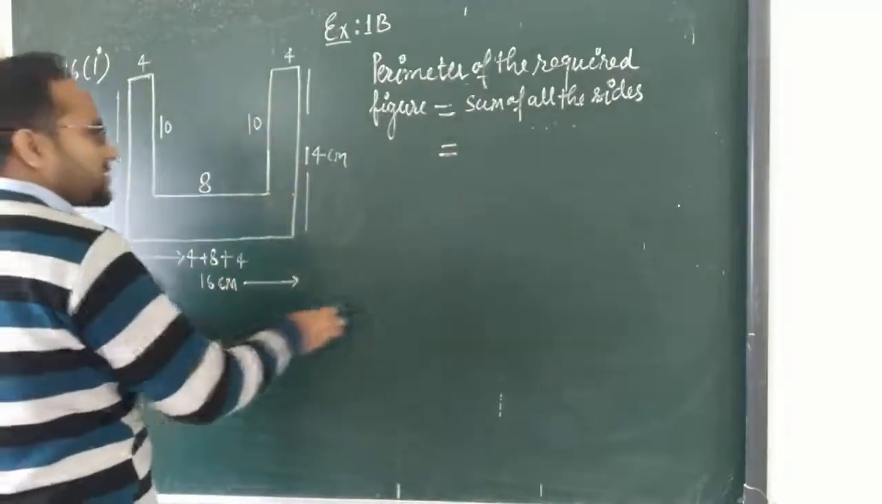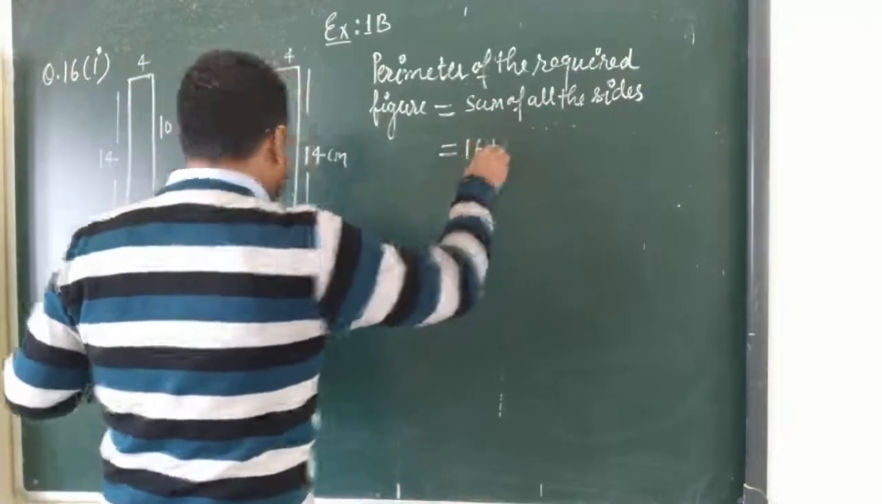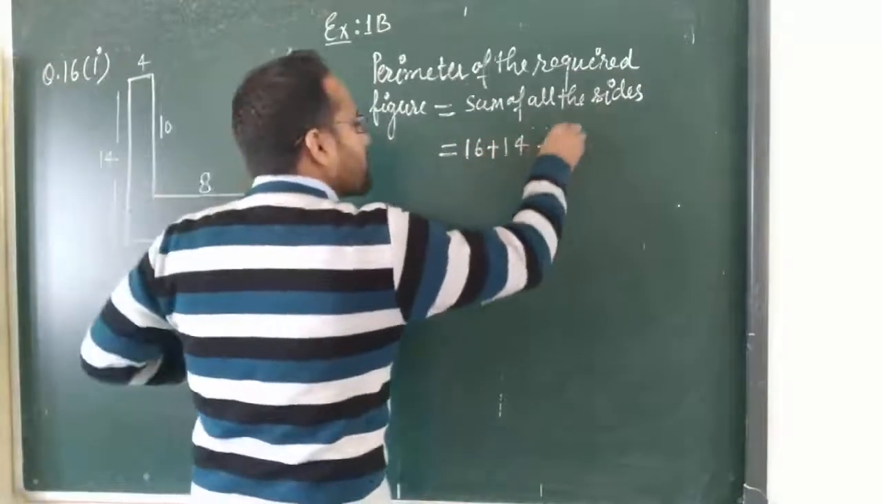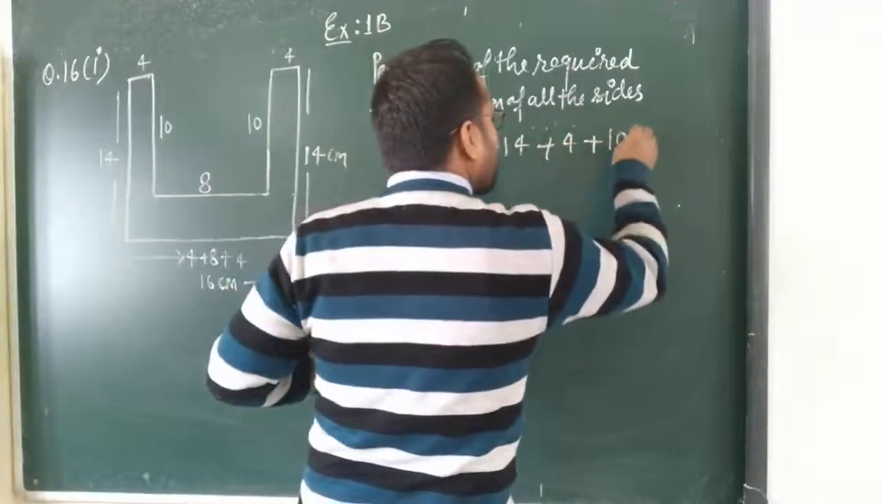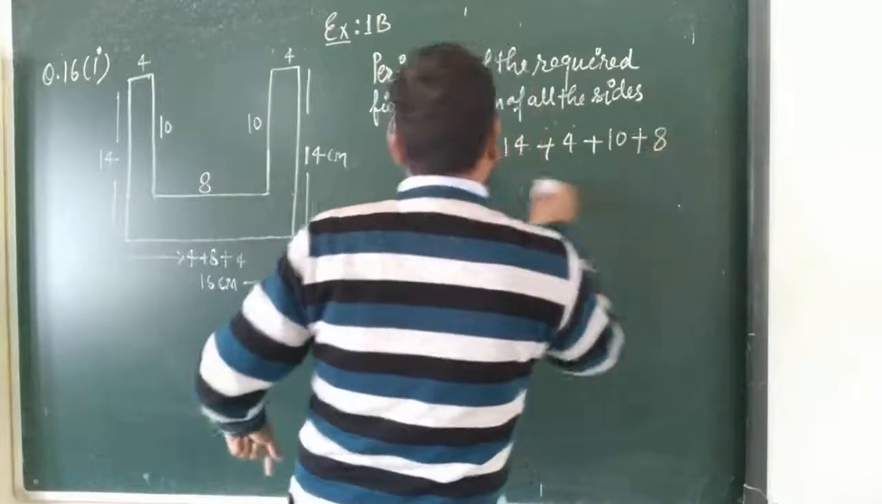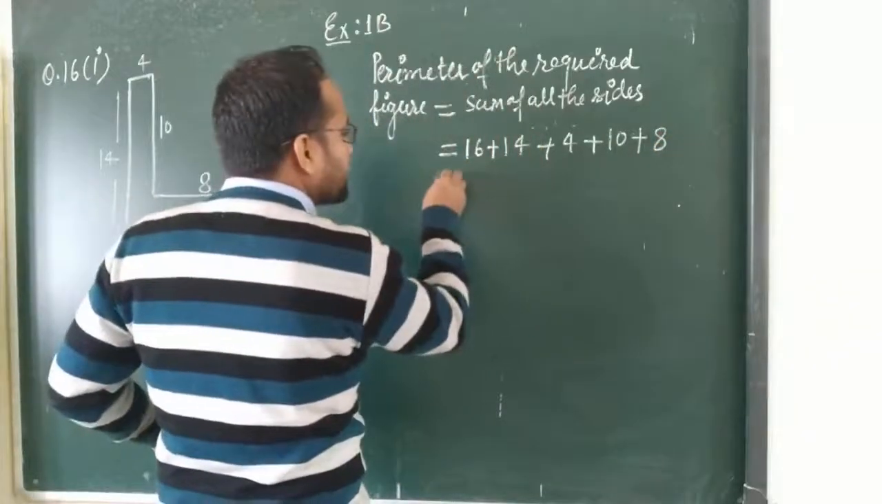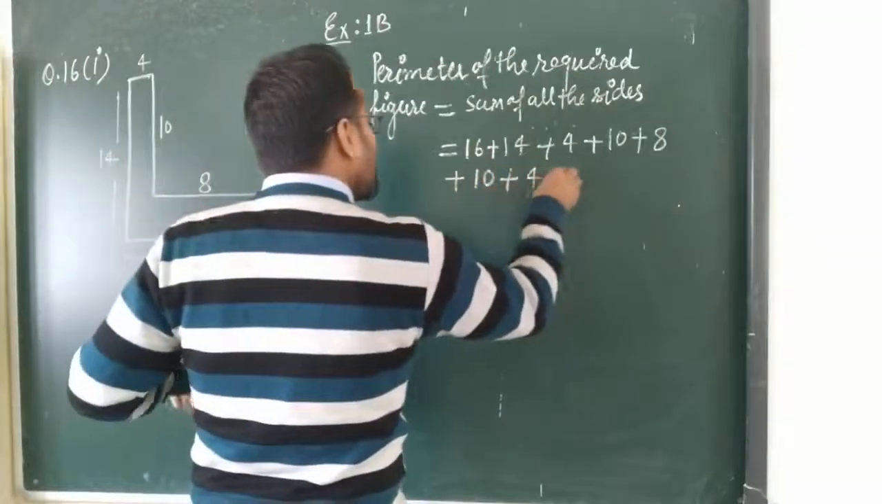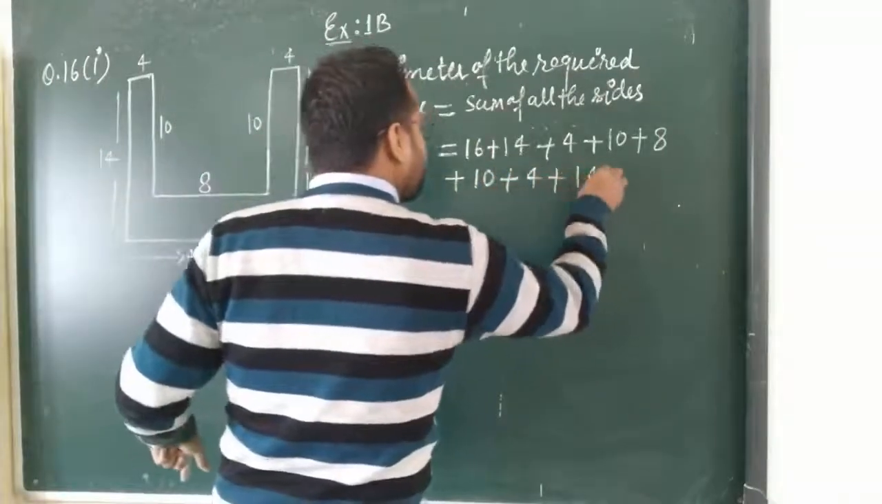This one is of 16. So first we start from 16, then 14 plus 4 plus 10 plus 10 plus 8. Okay, sum of all the sides: 8, then 10, then 4, then 14.